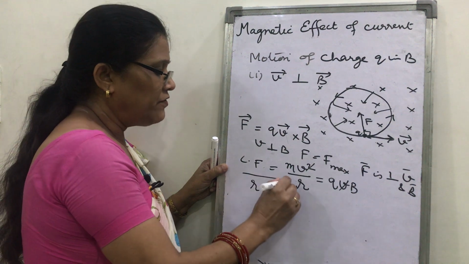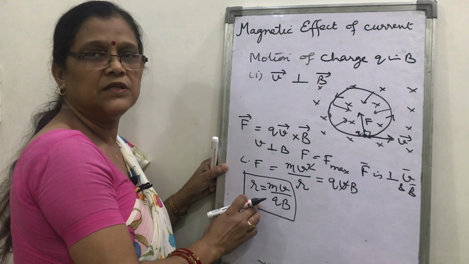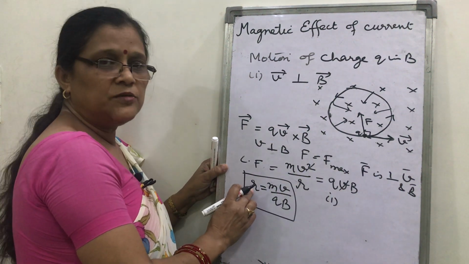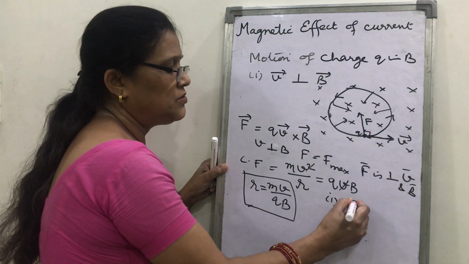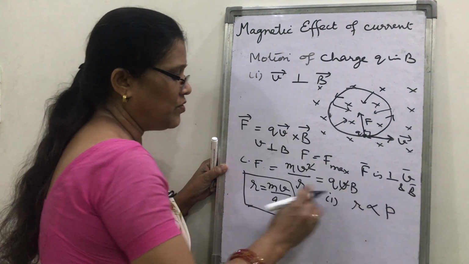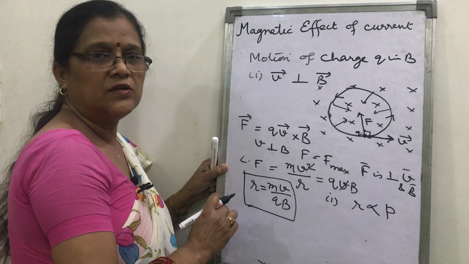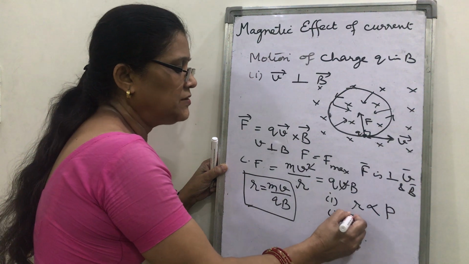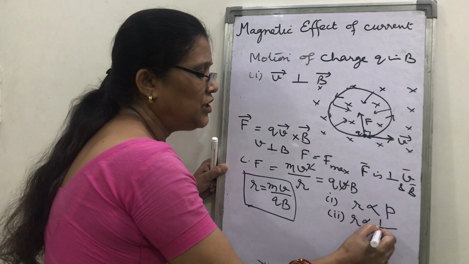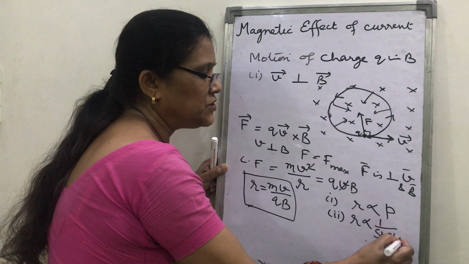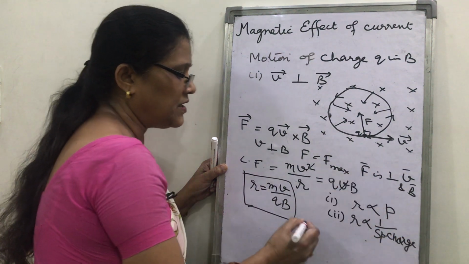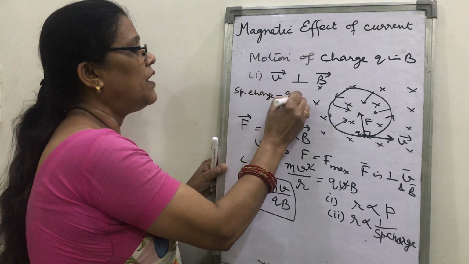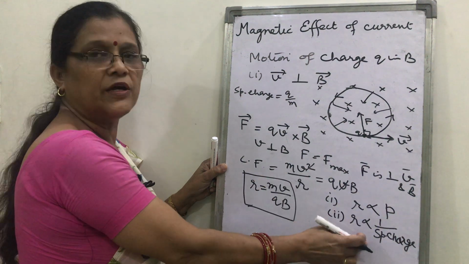And so many questions are asked from this. How? Number 1, the radius of the circular path is directly proportional to which term? Momentum. Momentum is mv. Conceptual questions are based on this. Second thing, the radius of the circular path is inversely proportional to the specific charge. You know what we mean by specific charge? Specific charge means q by m. So here this is m by q, so it is inversely proportional.